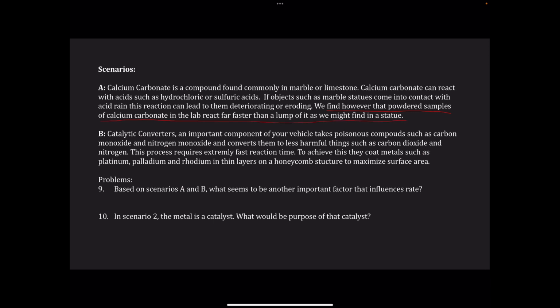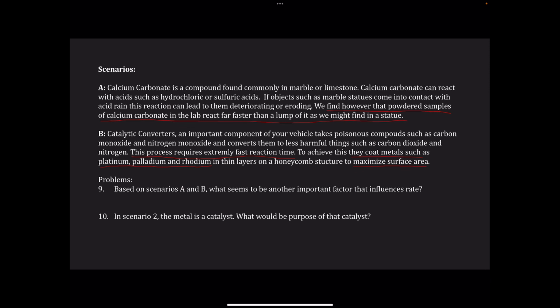Now, with our next scenario, catalytic converters, which are an important component of your vehicle, take poisonous compounds such as carbon monoxide and nitrogen monoxide and convert them to less harmful things such as carbon dioxide and nitrogen. This process requires extremely fast reaction rates. To achieve this, so we're trying to get that faster rate, they coat metals such as platinum, palladium, and rhodium in thin layers on a honeycomb structure to maximize surface area.